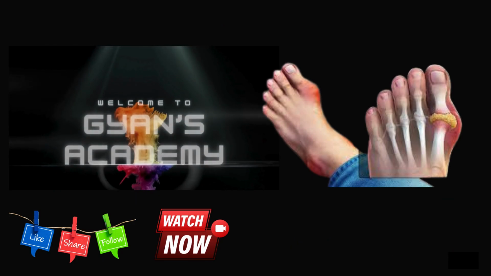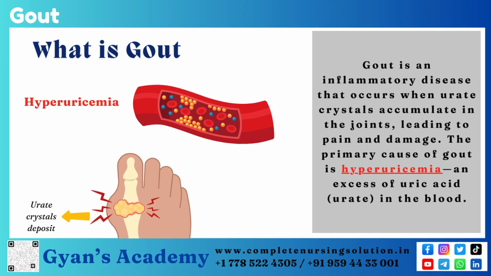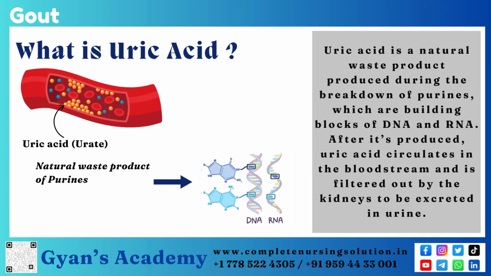Gout is an inflammatory disease that occurs when urate crystals accumulate in the joints, leading to pain and damage. The primary cause of gout is hyperuricemia, an excess of uric acid, urate, in the blood. Uric acid is a natural waste product produced during the breakdown of purines, which are building blocks of DNA and RNA. After it's produced, uric acid circulates in the bloodstream and is filtered out by the kidneys to be excreted in urine.